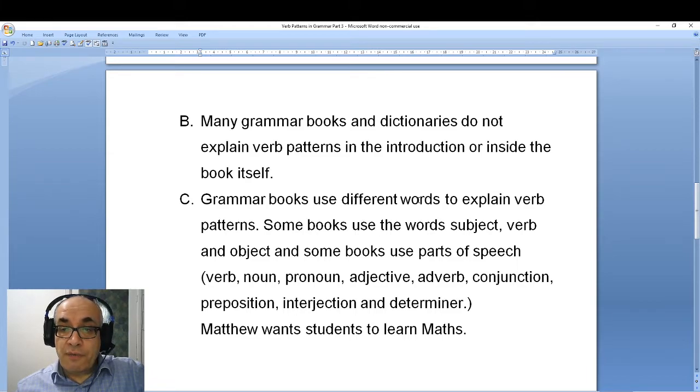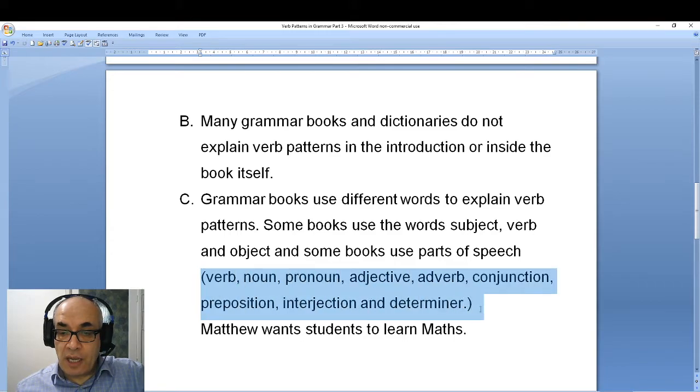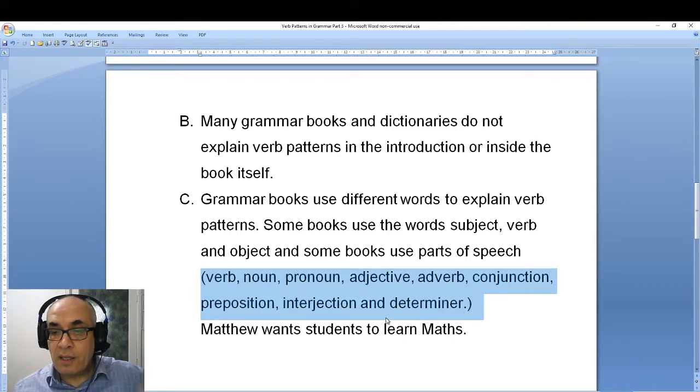Grammar books use different words to explain verb patterns. Some books use the words subject, verb and object, and some books use parts of speech: verb, noun, pronoun, adjective, adverb, conjunction, preposition, interjection and determiner. So we have 9 parts of speech, and I explained all the parts in 2 videos for you. If you want, you can go to my channel and you can find parts of speech part 1, parts of speech part 2.